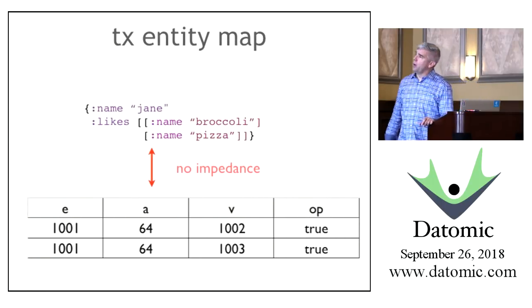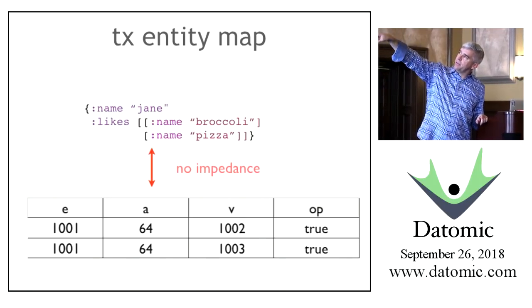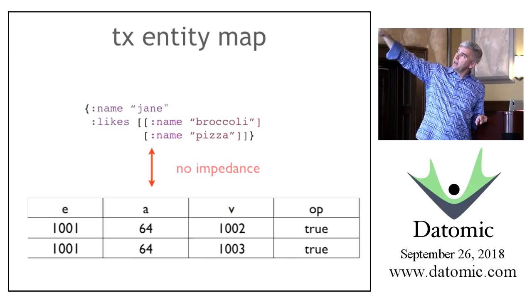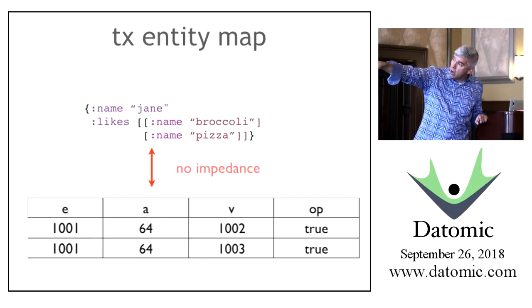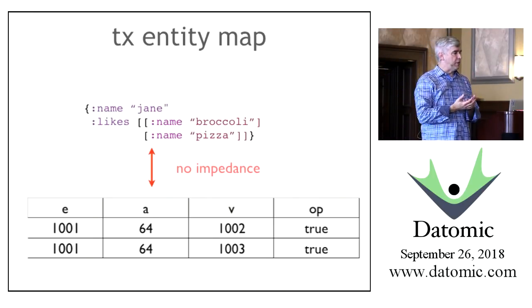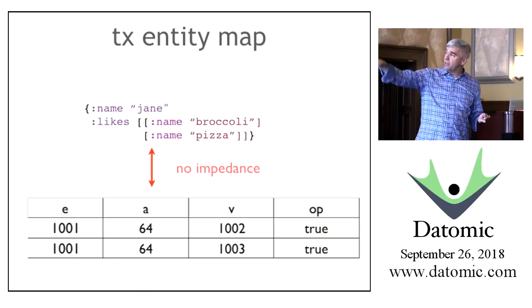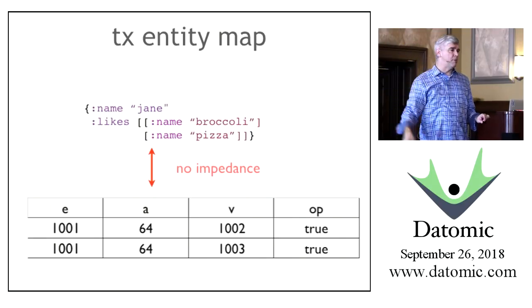Well, it's really straightforward. Let's imagine that we have a map that represents some entity. Here we're talking about Jane. Jane likes broccoli. Jane likes pizza. That can be mechanically translated into datums, right? You can walk up to a table and say, let me find all the things that are 1001. Let me look up the names of all their attributes. Let me look up all their values. If the values are themselves entities, apply that recursively. Drill back in one level and say, let me dig up the rest of the stuff.